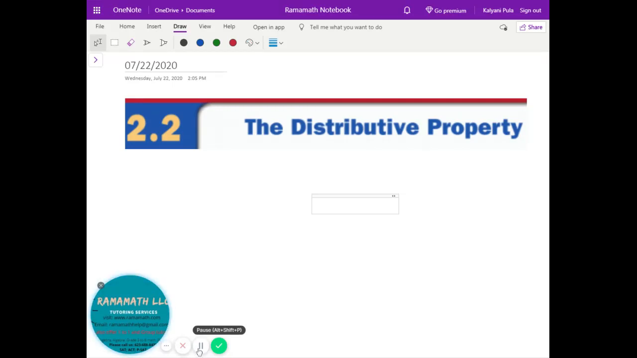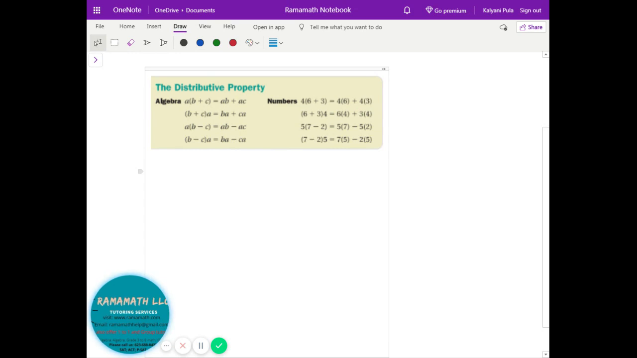Today's topic is distributive property. And the distributive property, if you're looking at the algebra, a very simple one is A parentheses B plus C. What you do is you multiply A with the individual letters inside the parentheses. Let's say A parentheses B plus C means A times B plus A times C.